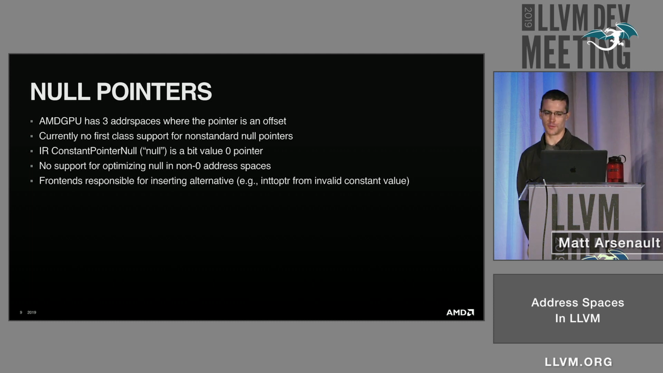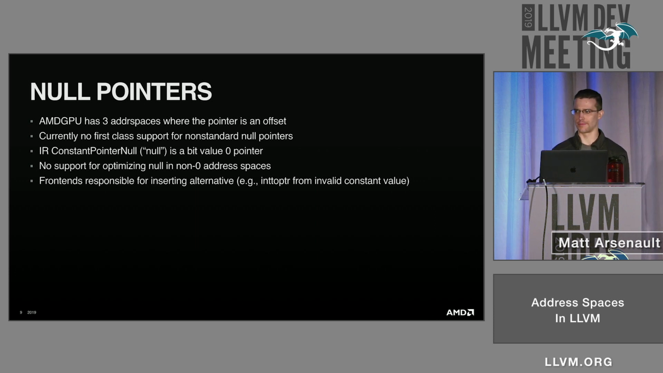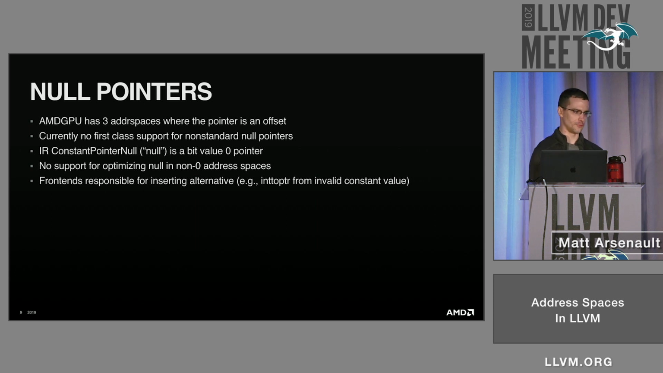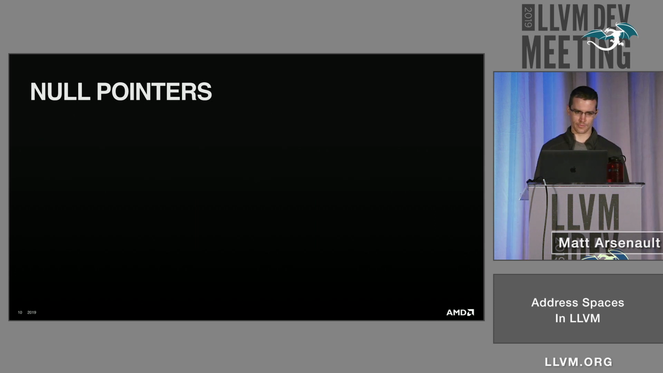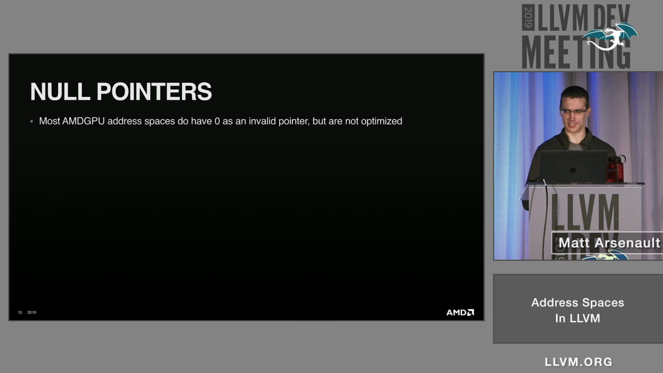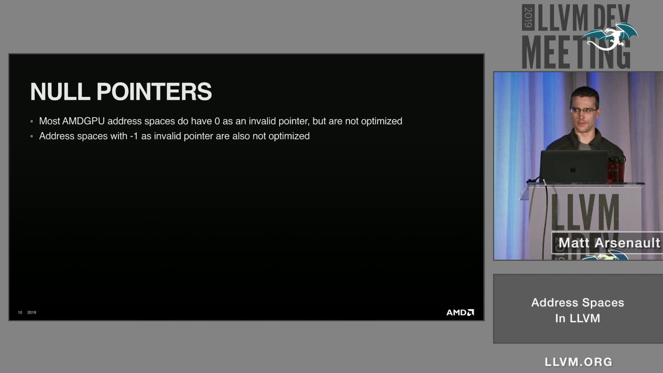Another problem is front ends are responsible for inserting some alternative and know what the target wants. For example, you could have an int to pointer from some invalid constant value. What we do for AMDGPU is we insert a constant expression cast from a default address space null, which will lower eventually to a -1. So we would like to benefit from optimizations in these non-zero address spaces with the null pointers, but also we'd like to optimize the invalid cases, although that's a bit less important because the languages that actually are used do not define null in the way that you might expect because there's just the one null value in C, for example, and that ends up meaning a generic null.